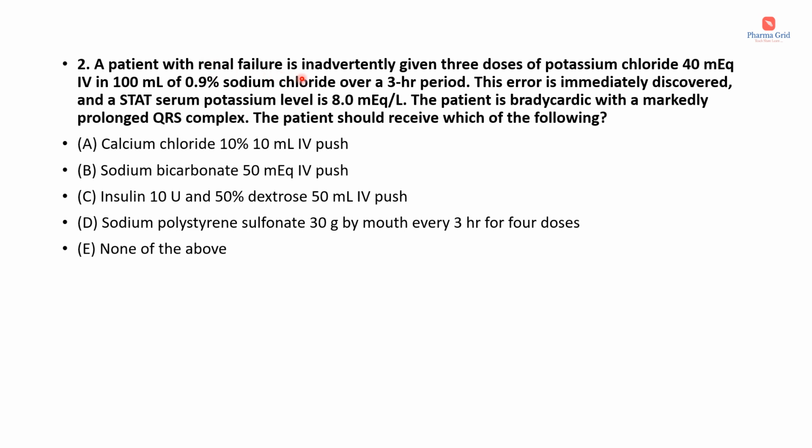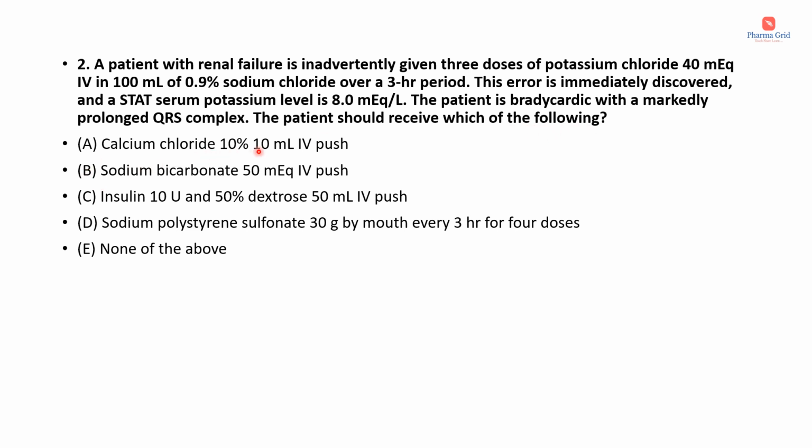A patient with renal failure is inadvertently given 3 doses of potassium chloride 40 milliequivalent IV in 100 ml of 0.9% sodium chloride over a 3-hour period. This error is immediately discovered and a stat serum potassium level is 8 milliequivalent per liter. The patient is bradycardic with a markedly prolonged QRS complex. The patient should receive which of the following?